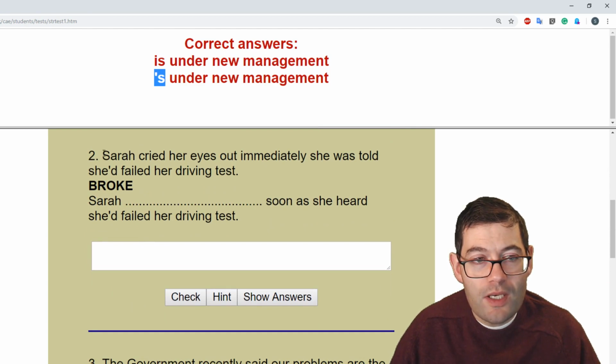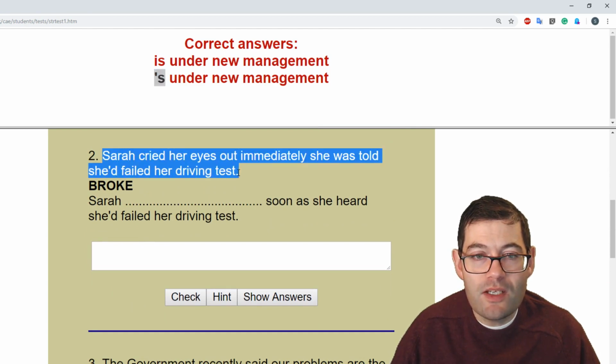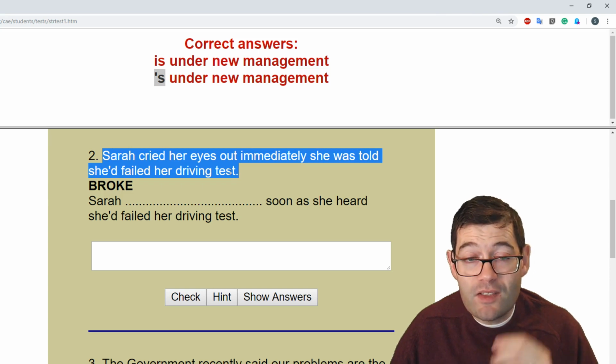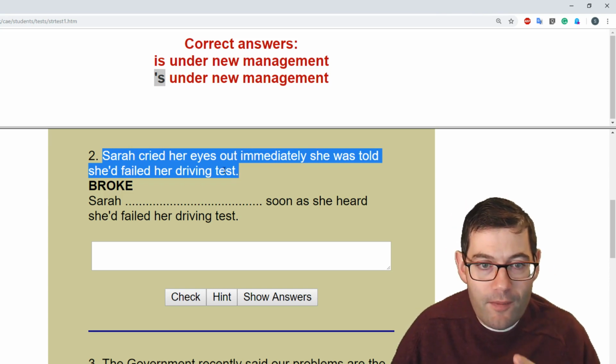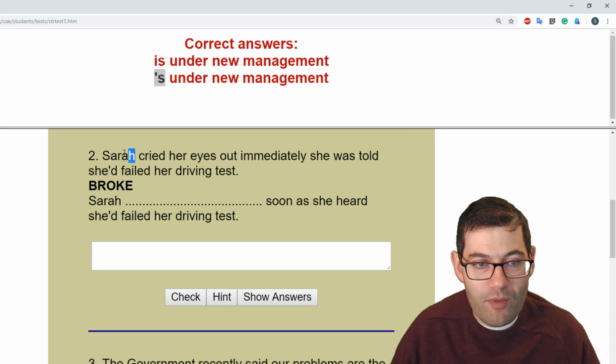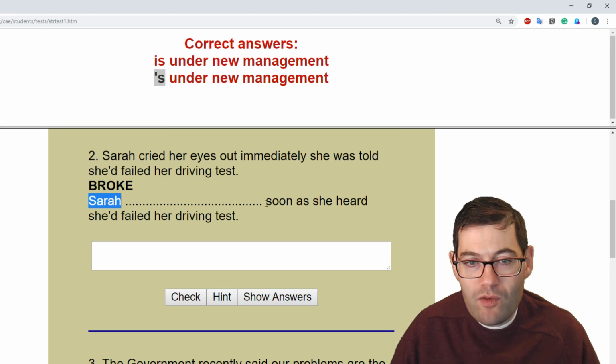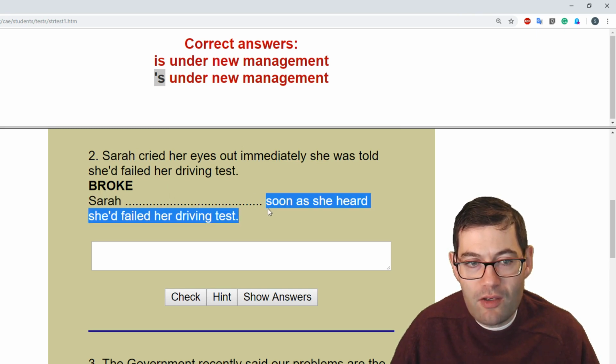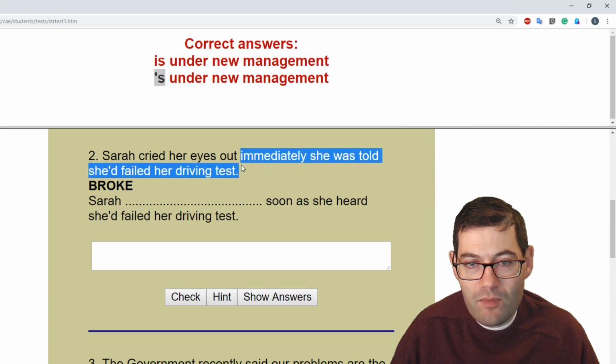Question number 2. Sarah cried her eyes out immediately she was told she'd failed her driving test. Now, let's identify all of the parts of this sentence that we don't need to worry about. Clearly, we don't have to talk about Sarah because this is repeated in the sentence that we have to fill in. And then we've got this part here. As soon as she heard she'd failed her driving test. And that covers this part here. Immediately she was told she'd failed her driving test.